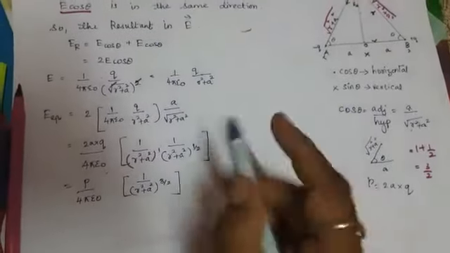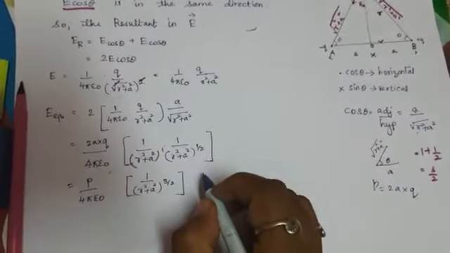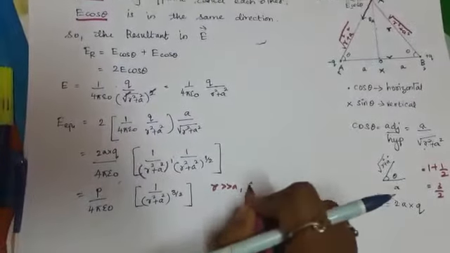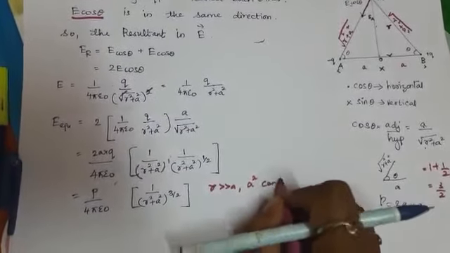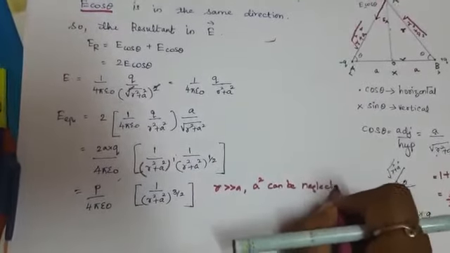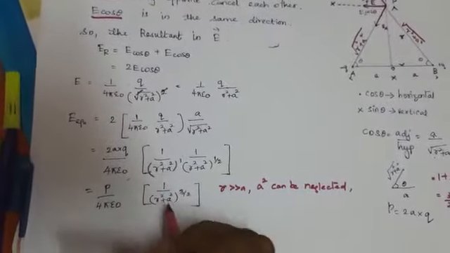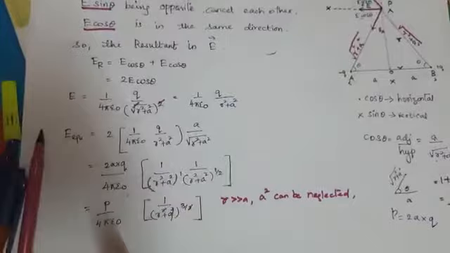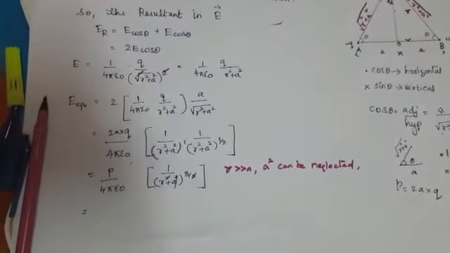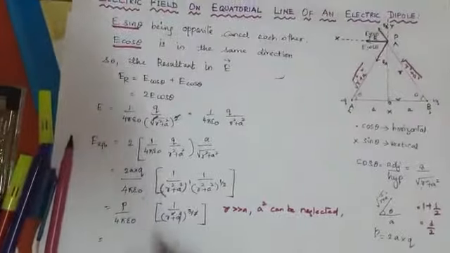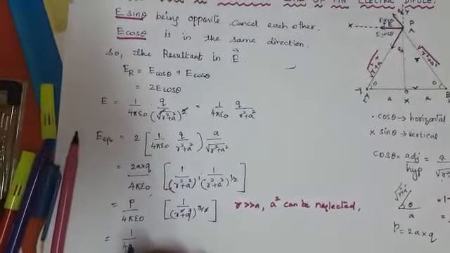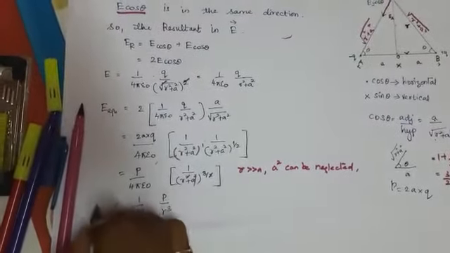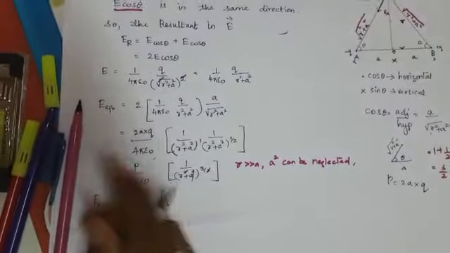Now when r is much greater than a, the a square can be neglected. So I am going to cancel this a square here. Then this square and this power would be cancelled. That's it. So now we can conclude the final answer, which is equal to 1 by 4 pi epsilon naught p by r cube. This is nothing but E equatorial.